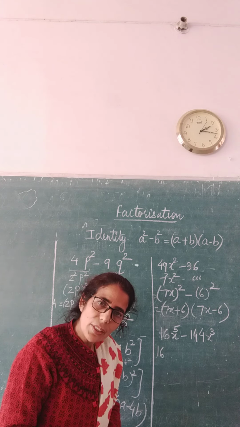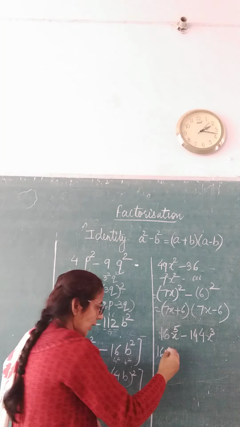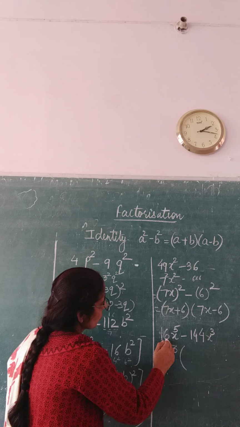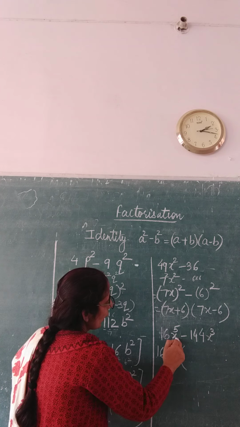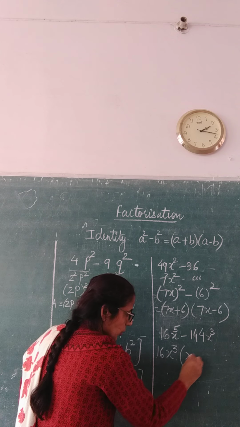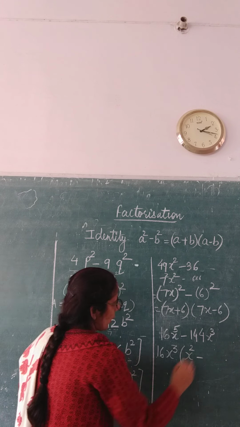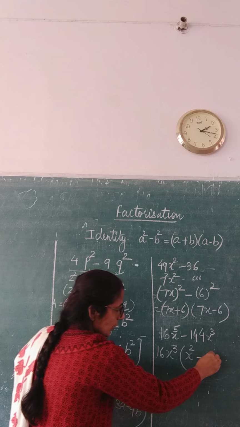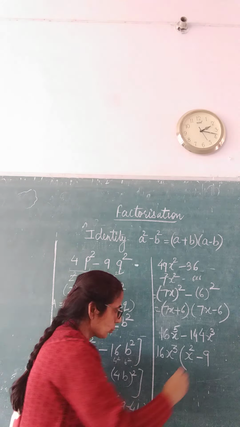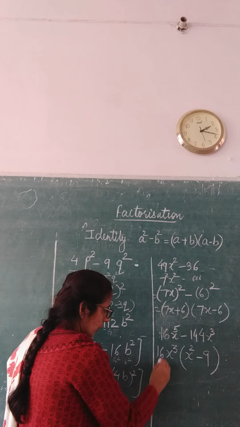So can I take x raised to power 3 also common? Yes. 16 x raised to power 3 common. So 16 has gone out. X power 3 has gone out. So what is left here? X raised to power 2 minus 16 9 is the 144. X raised to power 3 has gone out. So this is there.